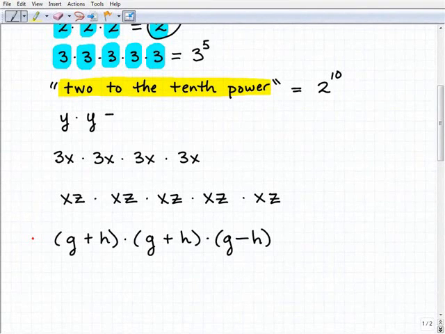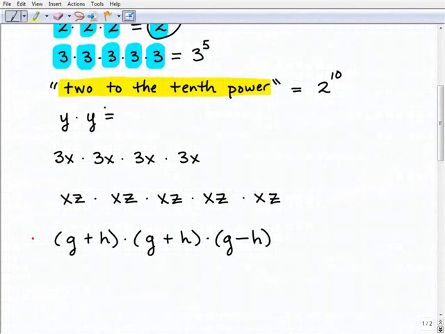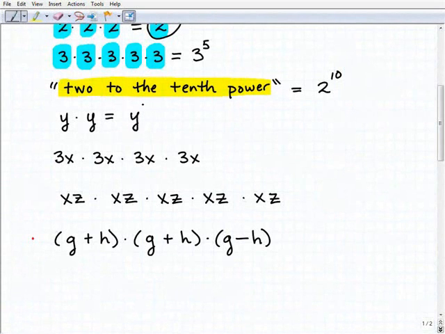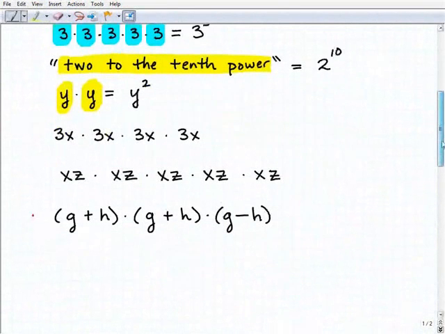Y times y. Now, once again, we talked about this in the lesson. The concept of powers and exponents and everything else is simply not restricted just to numbers. You can use it for anything. We're going to be doing a lot with variables. So same concept follows here. So y times y is y squared. We're multiplying y by itself 2 times. So that's y squared.